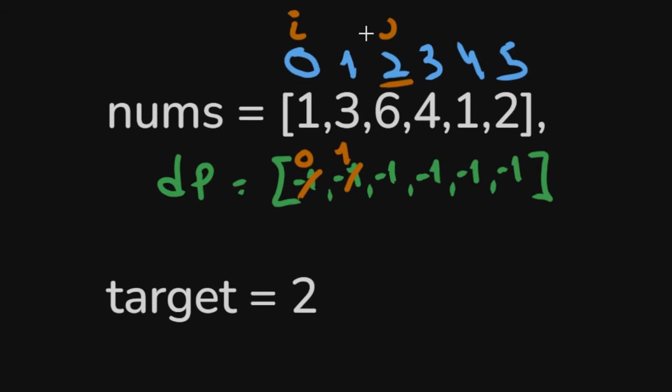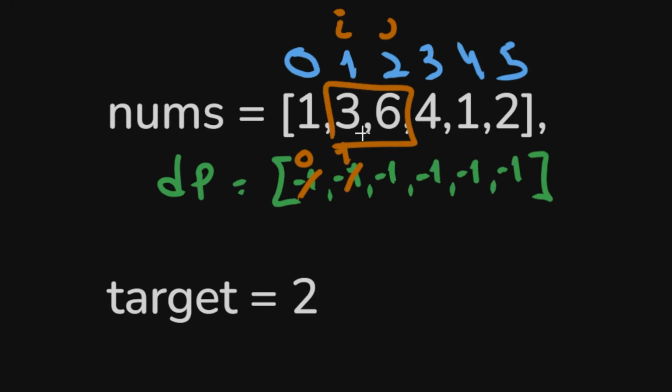Now j is here at index 2 and we do the same. We are trying previous indices with the i pointer. First, we are looking at this scenario. We can't go from index 0 to index 2 because the difference between these two numbers is 5, and 5 is greater than the target. So we have to continue and move the i pointer.